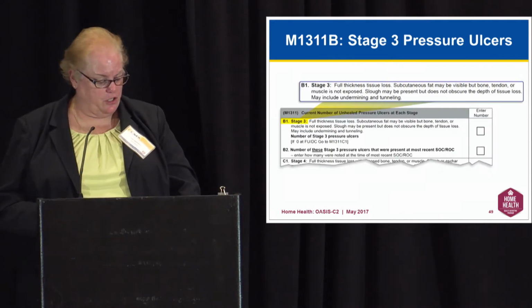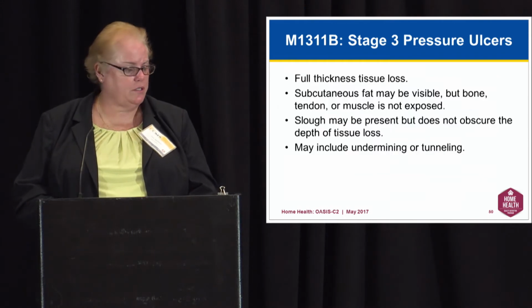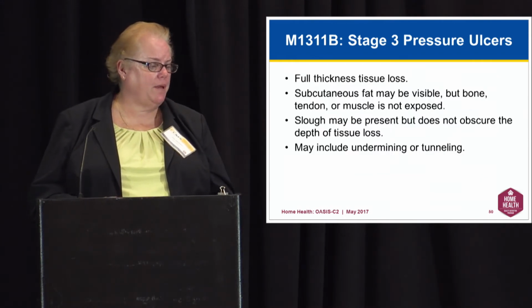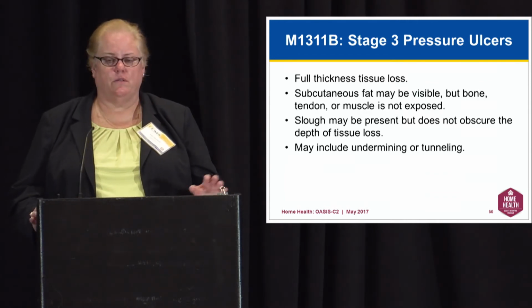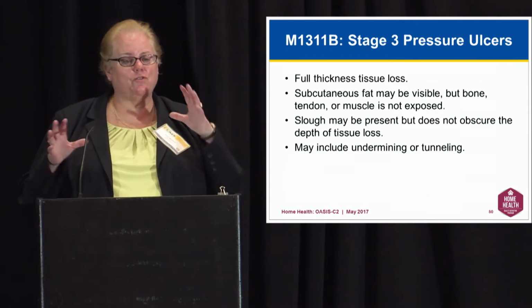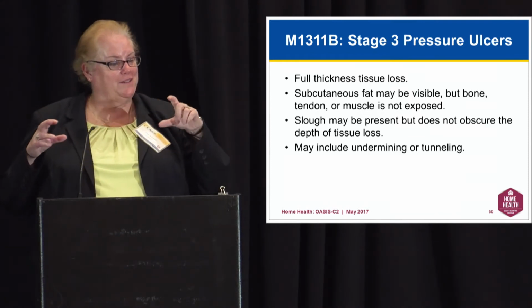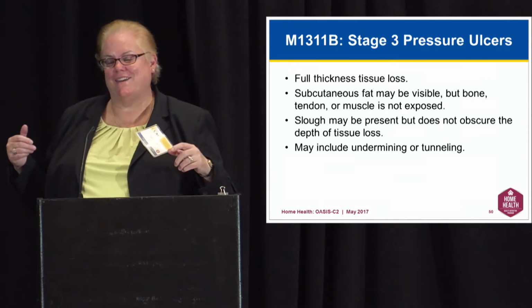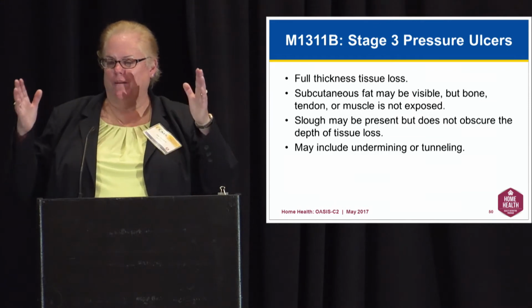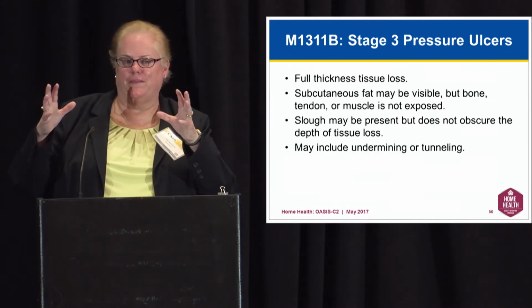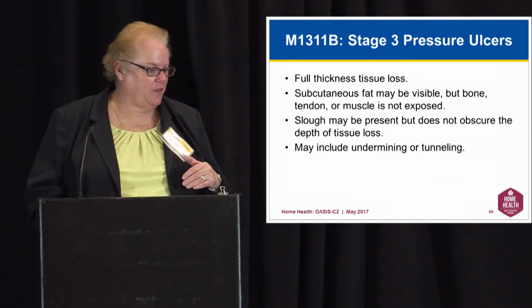Then we start getting into stage 3s, and here we have full thickness tissue loss. Subcutaneous fat may be visible, but bone or tendon or muscle are not exposed. So that's an important piece. Now, stage 3 is an interesting kind of ulcer, right? Because it can be fairly shallow, and depending on the size of the person, it can be pretty deep without getting into bone and muscle and tendon. So it's one that's probably got the greatest variation when you start to look at measures within it.